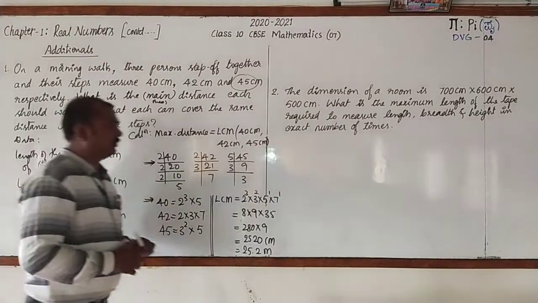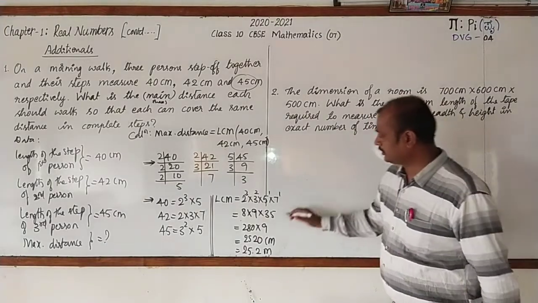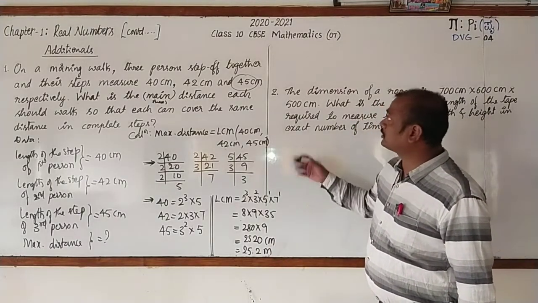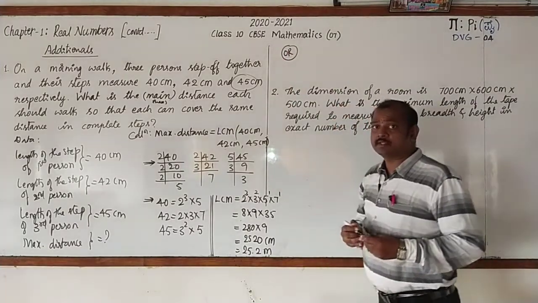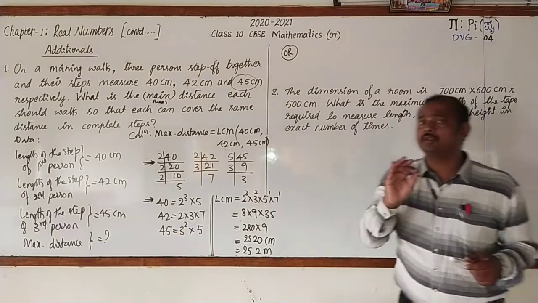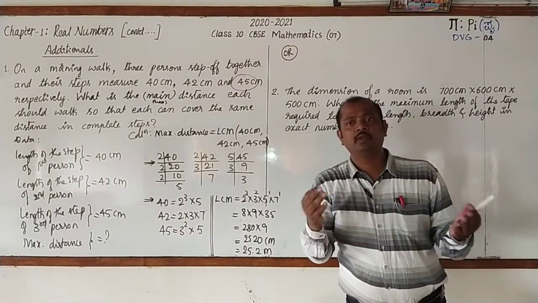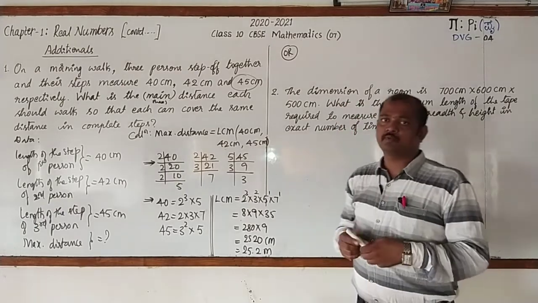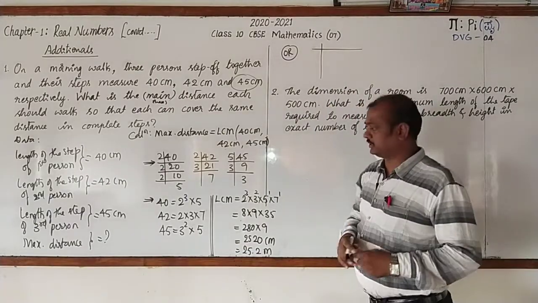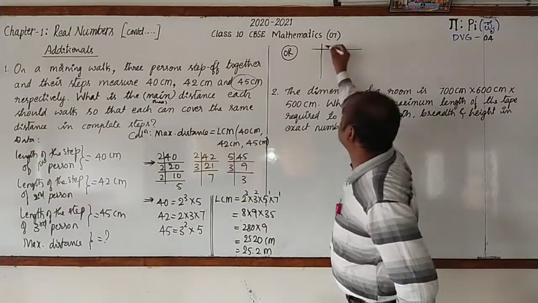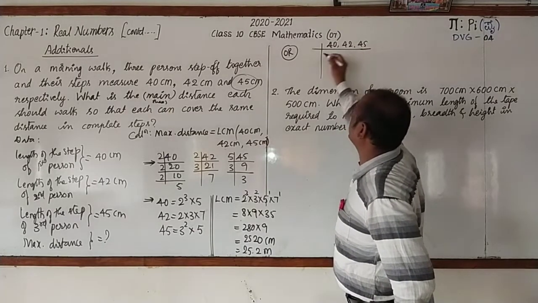Okay. Now observe it. Here, this can also be solved in another method. As I said earlier, they have not asked you to solve it by a particular method. So, if you know another method, you can also go for finding that. This is the lower class method. You can go for finding the LCM of 40, 42 and 45 in this way.